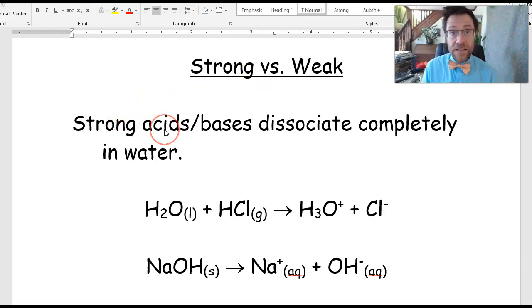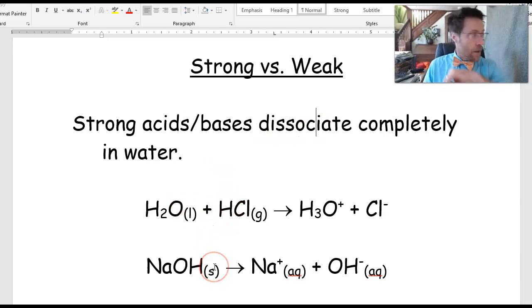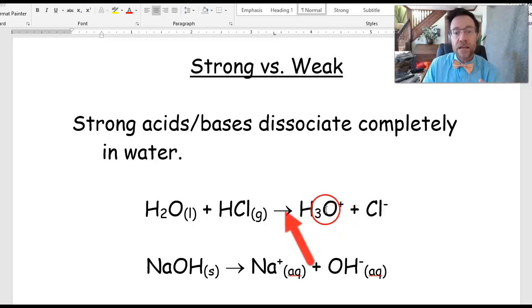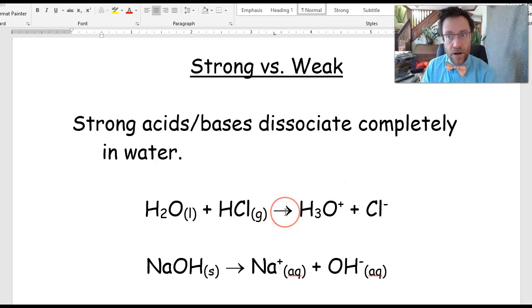What makes a strong acid or base is that it dissociates completely in water. In other words, here are my two examples down here. This first one is water and HCl, hydrochloric acid. Look right here. You guys see that? It's a one-way arrow. So in other words, when we dissolve HCl, hydrogen chloride, in water, it makes a hydronium ion and a chloride ion, and that is all. Once and done. It doesn't go backwards. You see that?